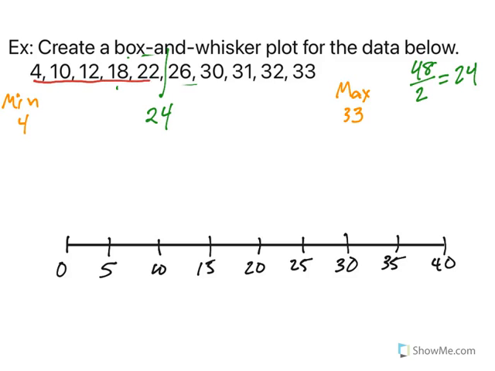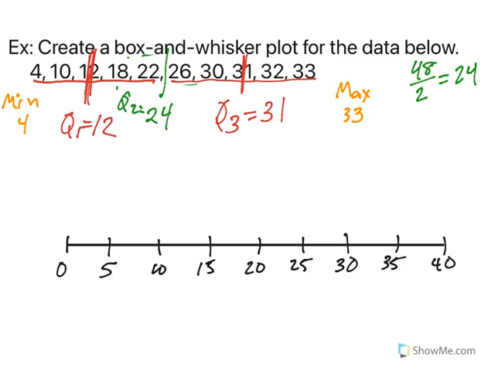So when I look at my lower half, I have 5 numbers. So Q1 is the middle one. So Q1 is 12. Same goes for the upper half, 5 numbers. So Q3 is 31. Now I have my 5-number summary, and I'm ready to roll.